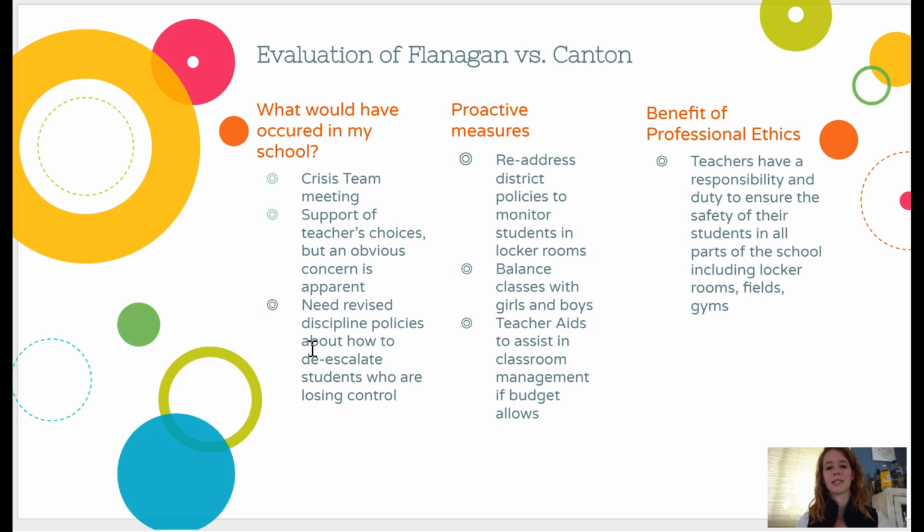I believe there was a class full of boys, so maybe more balance in the classes with girls and boys, or smaller class sizes. Teacher aides or student teachers or other teachers who can help, especially at the end of classes, could be floating through the locker room. I know at my school, all the teachers who have PE classes are supervising the locker room at the same time, so there's more than one teacher responsible for that. So we could put that into place.